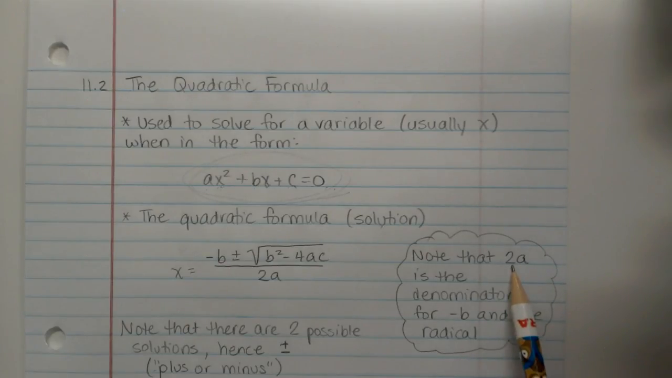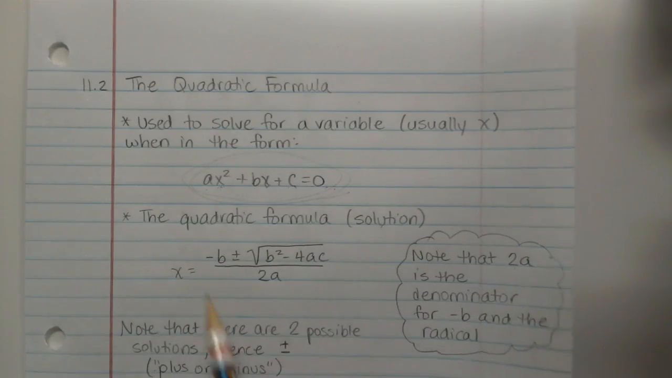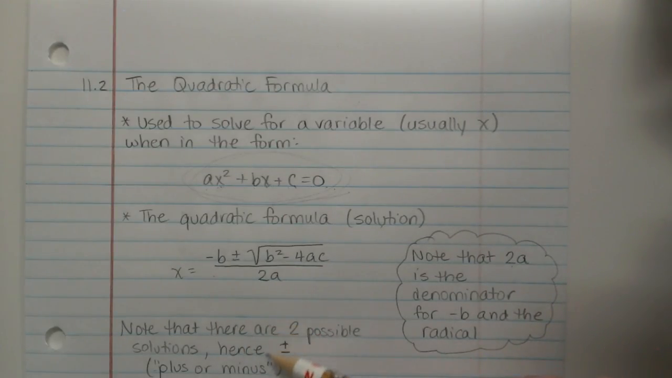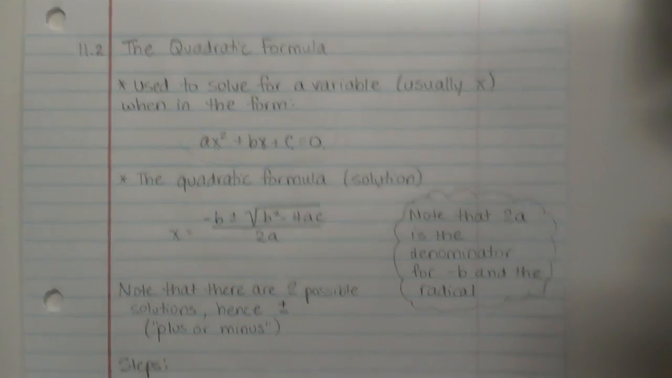Please note that 2a is actually the denominator for both parts. There's a lot of students who start going through this whole process and they put the 2a under here, or maybe they even stick it under the radical and it's not part of the radical, it's just under the radical, and they forget about the b being over 2a. So be careful of that.